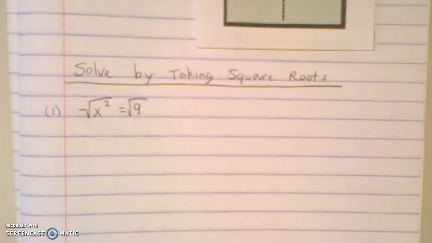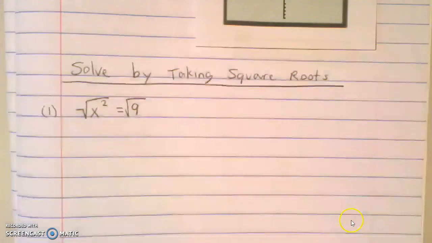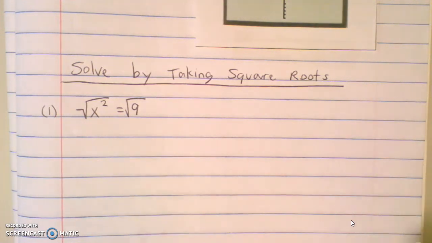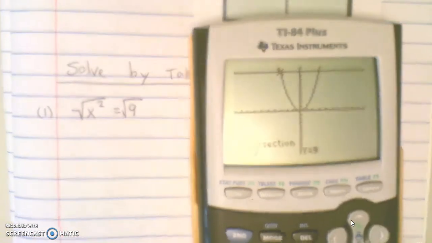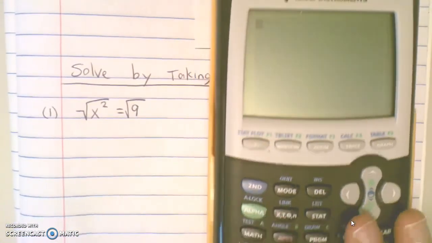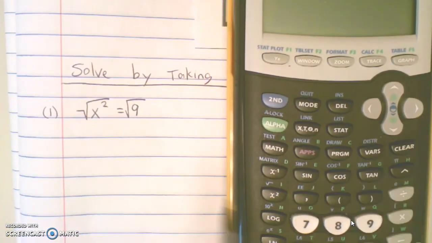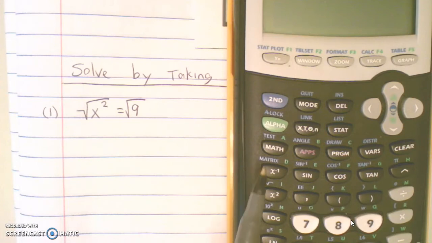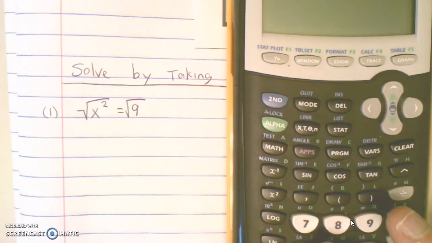So when you square root something, you're asking yourself what number multiplied by itself gives you that number. So again, we're trying to figure out what number multiplied by itself gives me 9. So on your calculator, the square root symbol is just above the x squared. You got to hit the second key first though. So if I want to get the square root, I hit second and then x squared.